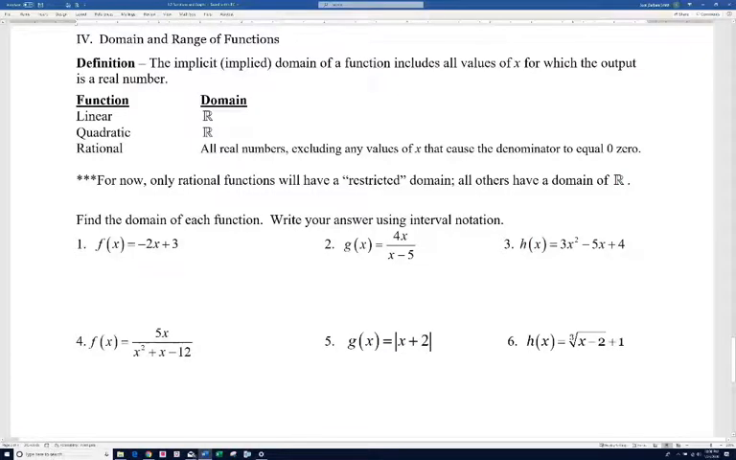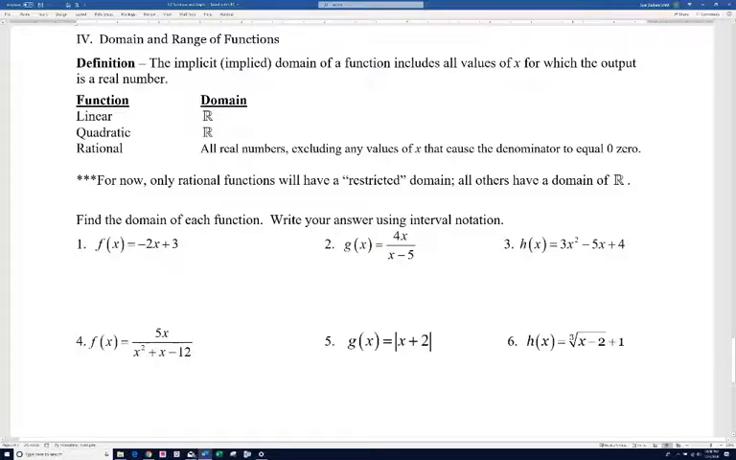So here we're going to focus on domain and range of a function. The definition is the implicit or implied domain of a function includes all values of x for which the output is a real number. So notice with linear functions, the domain is all real numbers, quadratic the same. For rational functions, it's all real numbers excluding any values of x that cause the denominator to equal 0. Because we know when we're dealing with fractions, that's what rational expressions or functions look like. They have fractions in them. We can't have 0 in the denominator or we're undefined.